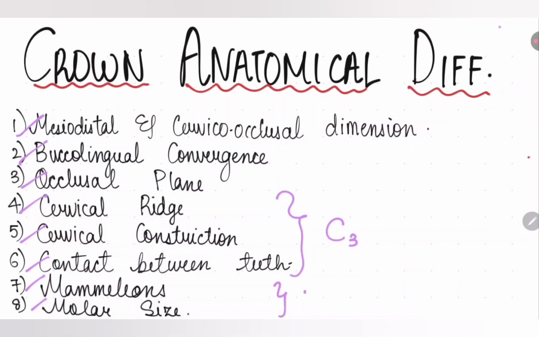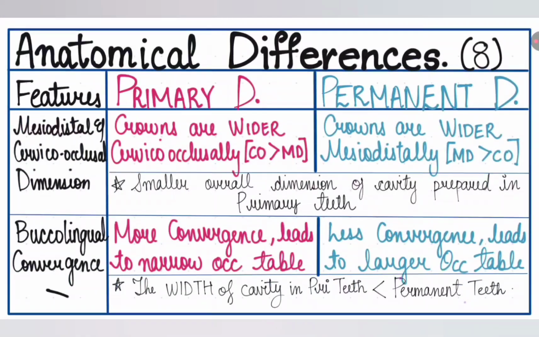Mammalions and molars start with M. We can name them as M2. And these three, which are based on the dimensions, we can name as BOM. Now, BOM C3 M2. You can remember it this way, which are the crown's anatomical features based on which we are going to differentiate primary and permanent dentition. So, talking about the anatomical differences.